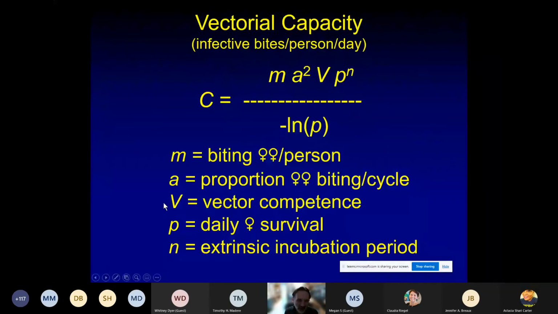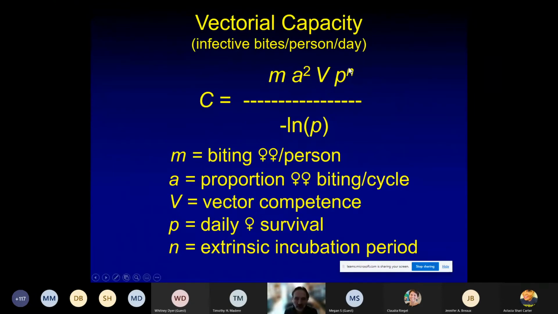And it has multiple components, some of which are directly related to the outcomes of mosquito control. I already mentioned vector competence, that's here as V, but M is simply the number of biting females, and that is of course directly related to how many adults are produced from the population of mosquitoes that are the target of mosquito control. There's the proportion that bite, and also another important characteristic of this vectorial capacity equation is the daily probability of female survival.